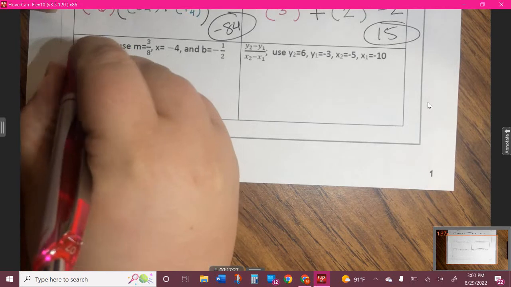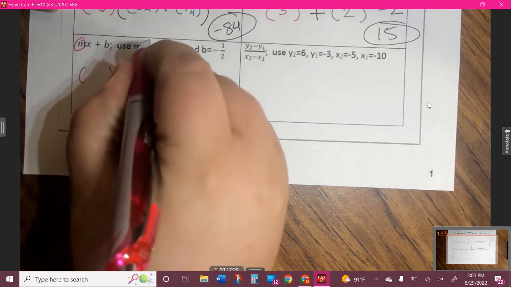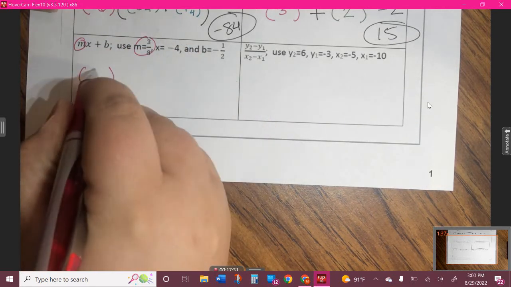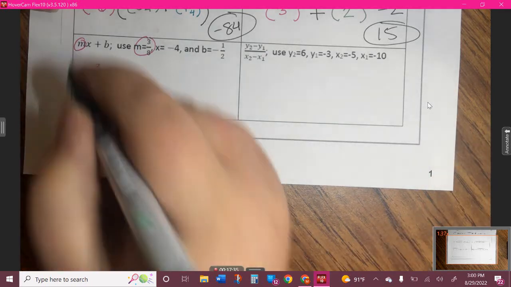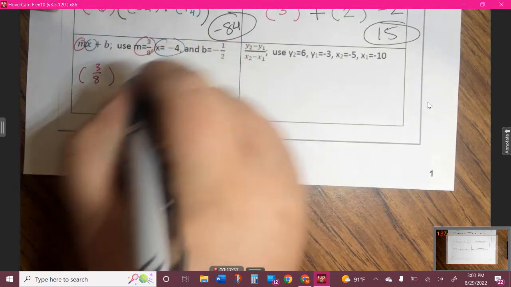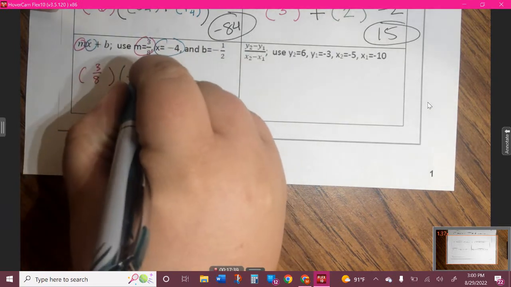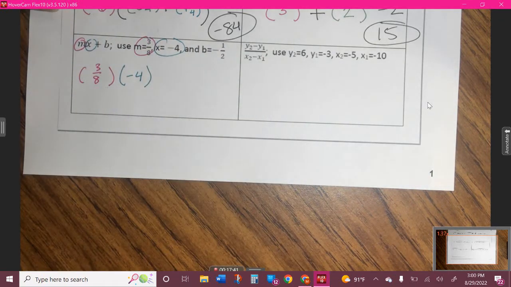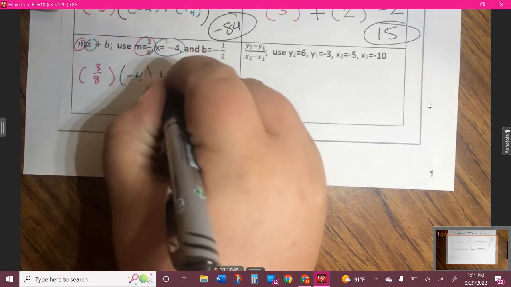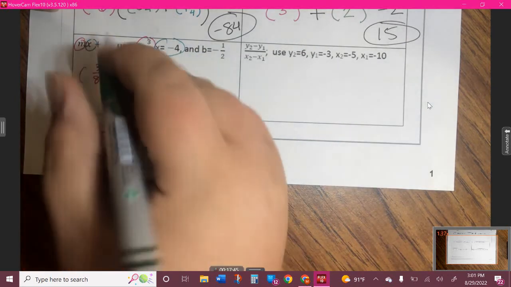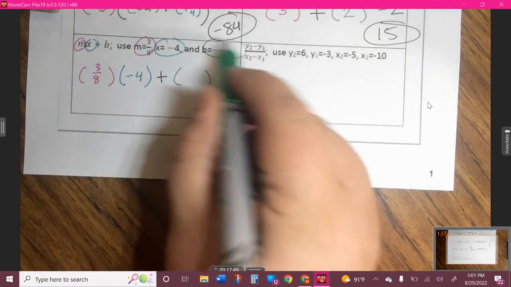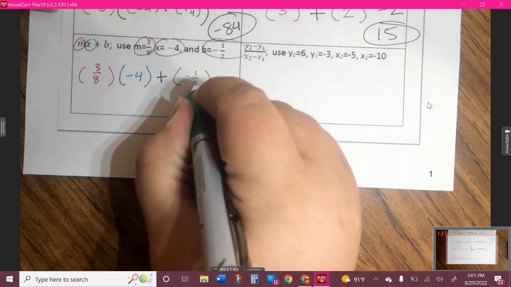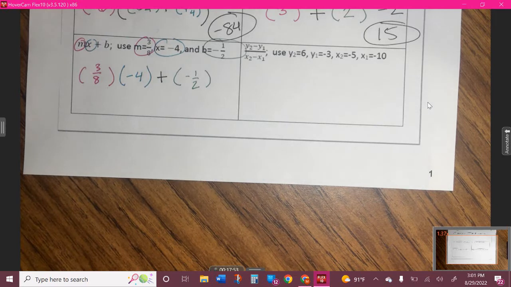So I'm going to start by placing a bubble for m. In the bubble I could put 3/8. Next I have the letter x, so we'll also have a bubble for x, and in that bubble I'll put -4. And then I've got a plus sign, and then it says b. B is just a number, so I'll put a set of parentheses for b, and inside of that bubble I can put -1/2.